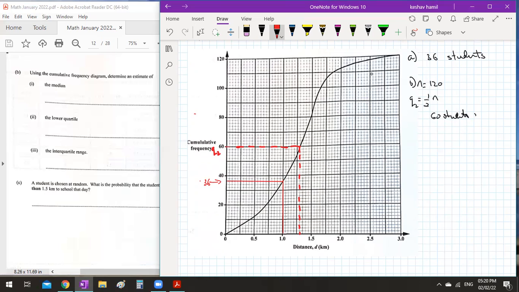And in the scale, every 2 centimeters is 0.5. So 1.2, 1.3 kilometers. So the median value for walking is 1.3 kilometers. Now, part 2, they want the lower quartile.